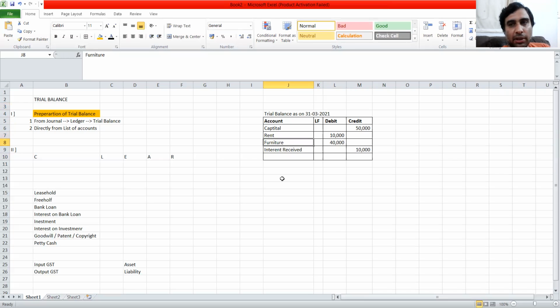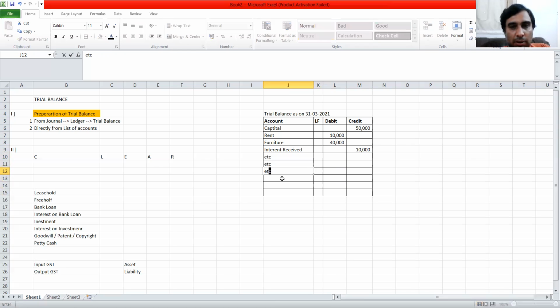Furniture, again, the debit left side will be greater. And that is why I put here. In capital, the right side, credit side will be greater. So that is why I put it over here. Okay. So this is the most simple thing. And like this, there will be various more entries, right? I have just done a few. So there will be etc., etc., etc., right?